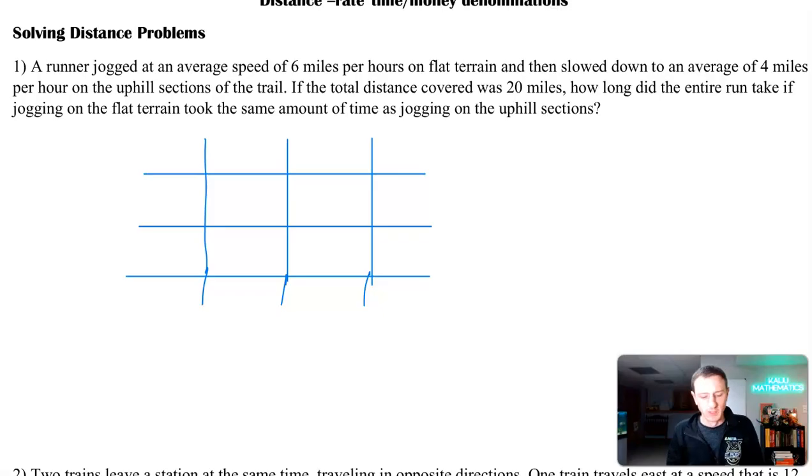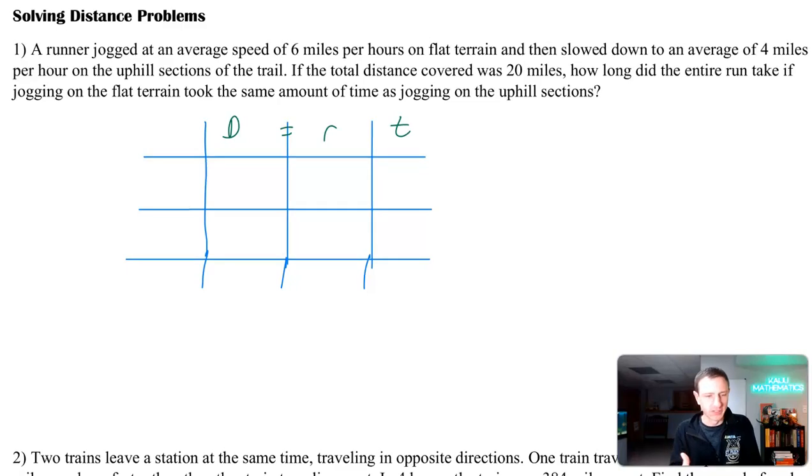So the first thing is we have distance equals rate times time. That's the information we're looking at here. Distance equals rate times time. Now in this scenario, what are we talking about though? We're talking about a runner that jogged on flat terrain and then uphill. So we have a flat section that we ran on, and an uphill section that we ran on.